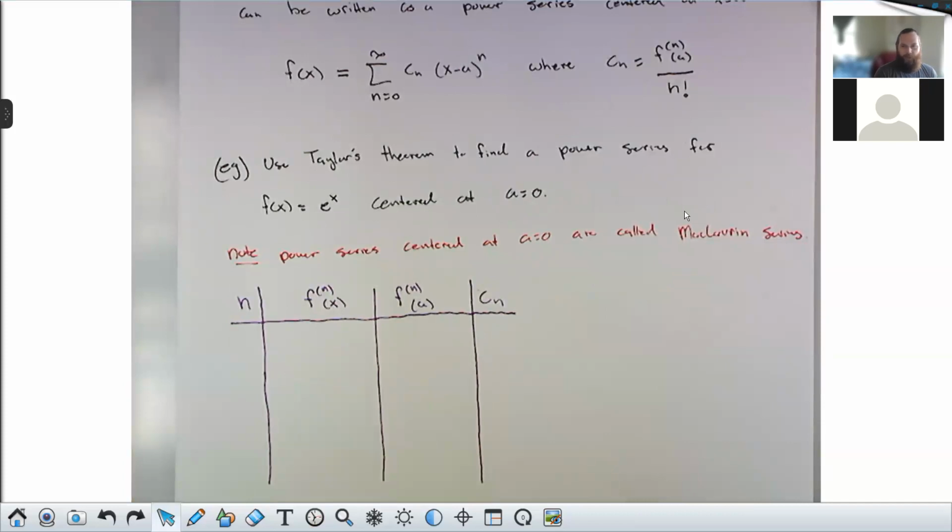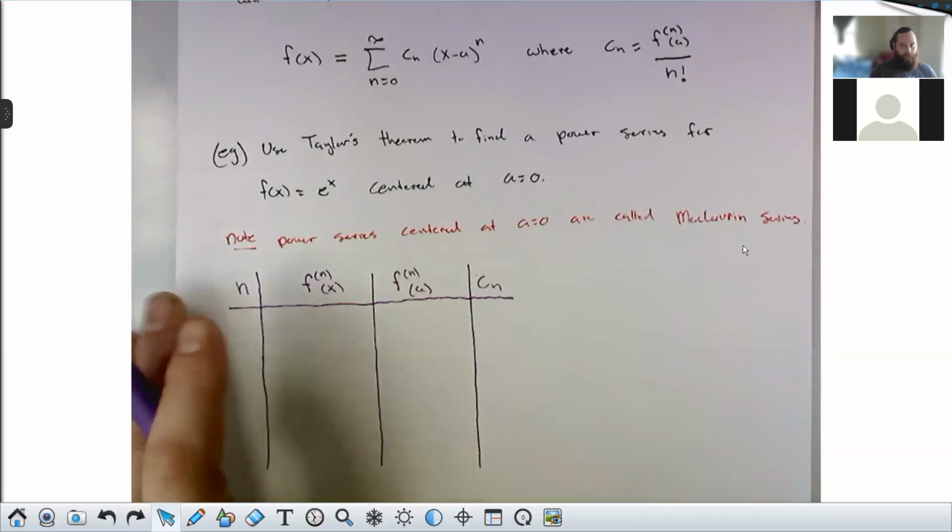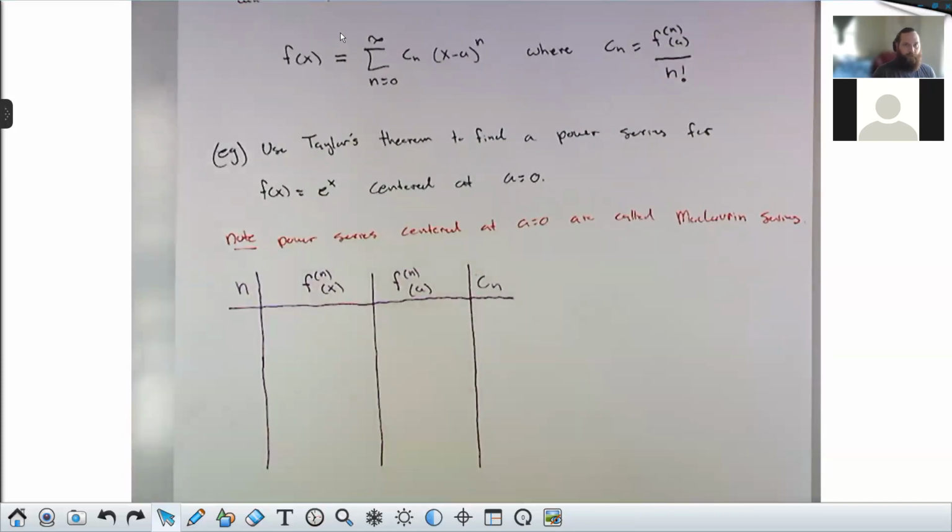Maclaurin, M-A-C, like the car, M-A-C-L-A-U-R-I-N, Maclaurin series. So the way we're going to use this table to come up with the power series is by filling out one row at a time, figuring out what C0 is, figuring out what C1 is, figuring out what C2 is, and eventually finding a pattern and taking a guess at what Cn is in general.